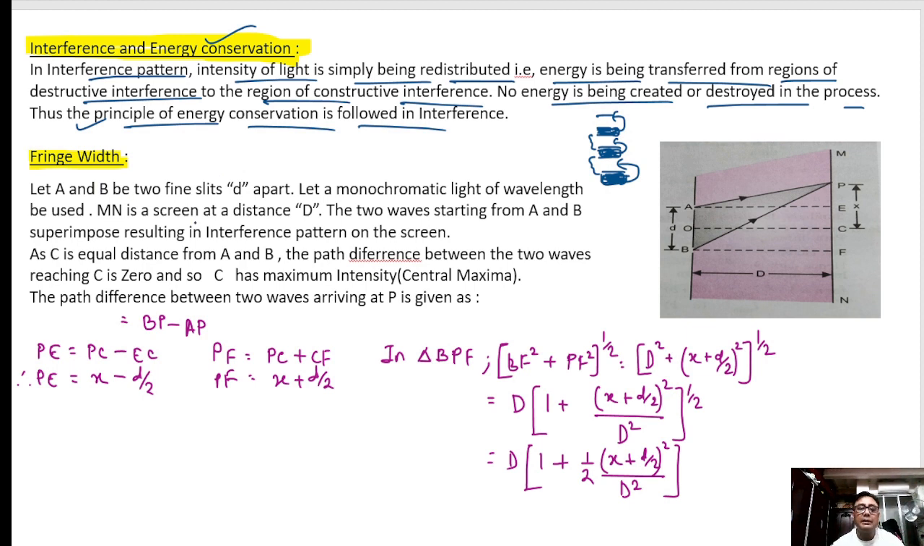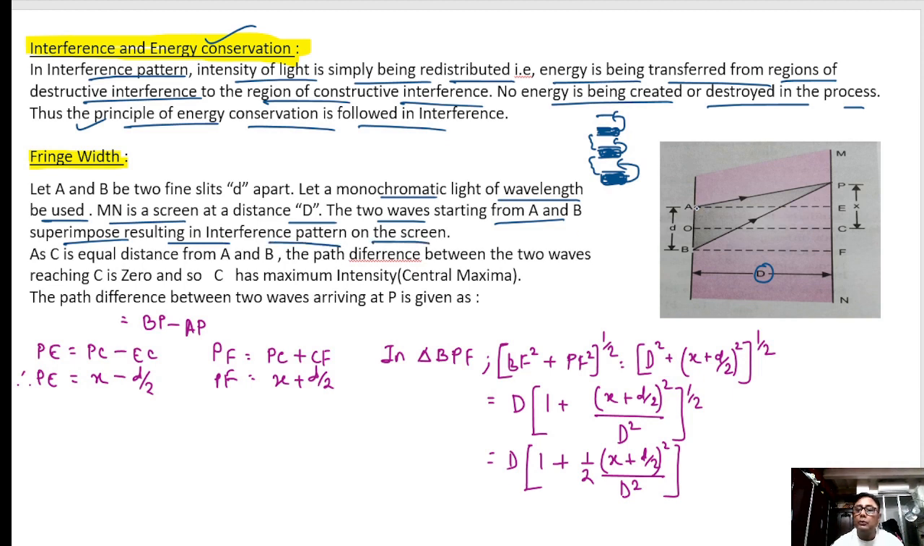So let us see. A and B are two fine slits separated by a distance d, and a monochromatic light of wavelength λ is used. So we will always be using a monochromatic light. D is the distance of the screen MN, as you can see here. The two waves starting from A and B superimpose, resulting in the interference pattern on the screen.